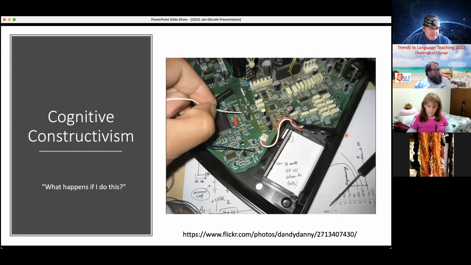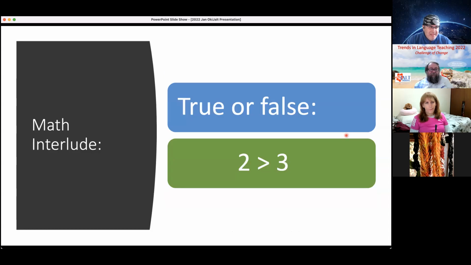Cognitive constructivism is the building of knowledge based on what you already have. So this can be trial and error, exploratory, what happens if I do this? Experimenting with the world and asking questions and trial and error, building knowledge and developing understanding in your brain. So let's have a quick math interlude.